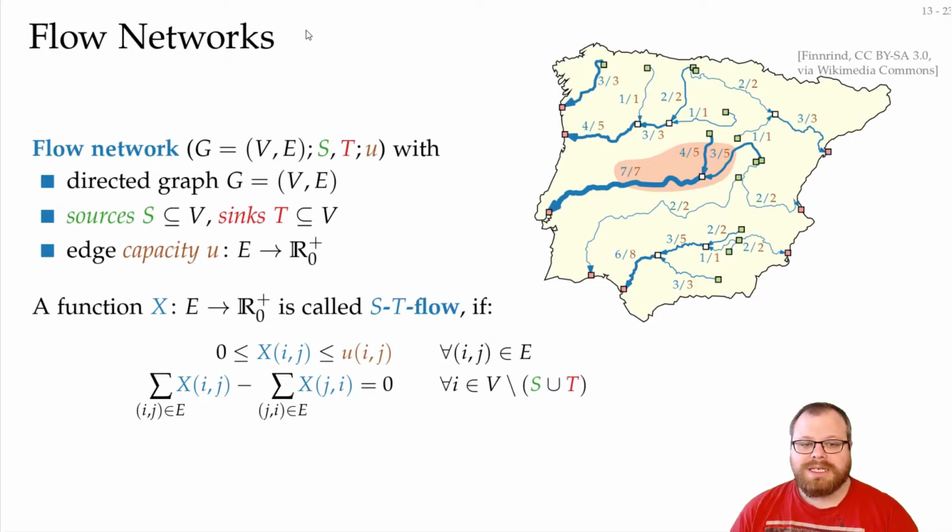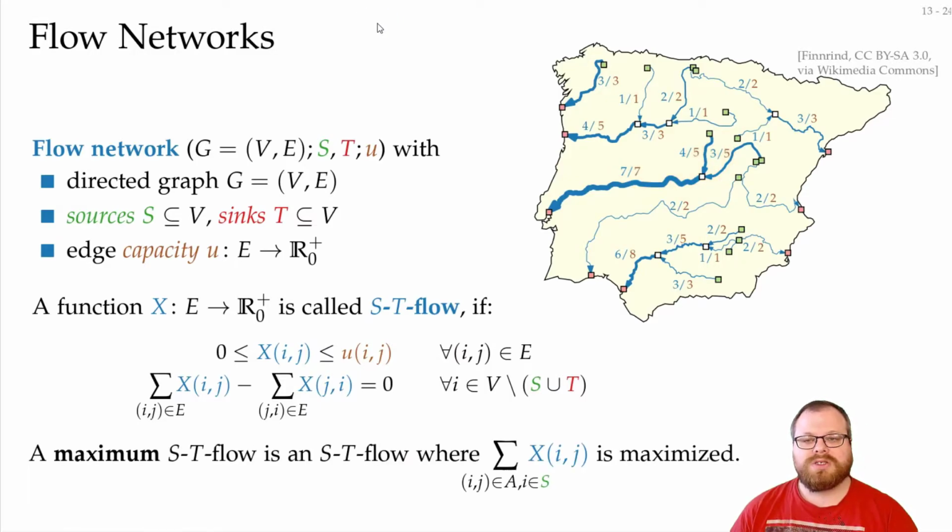Now it's very easy to find a valid ST flow. We can just put a 0 everywhere and we satisfy these conditions. But that's usually not something that we want. Usually we want to maximize the flow that we get.